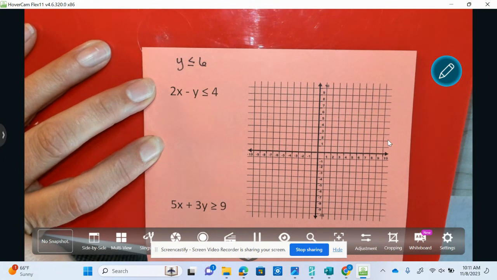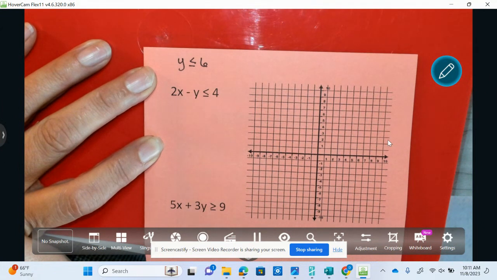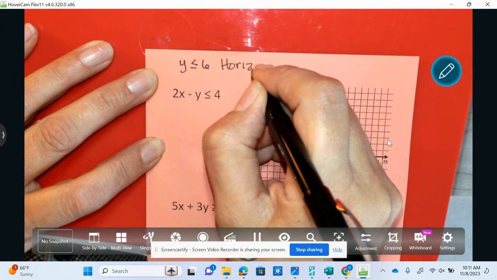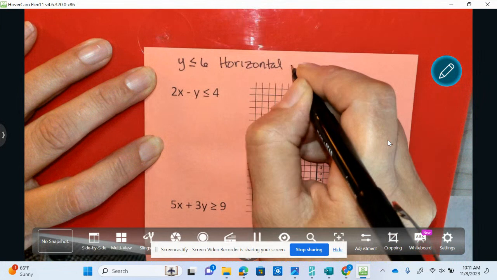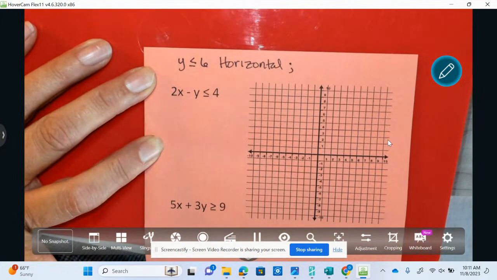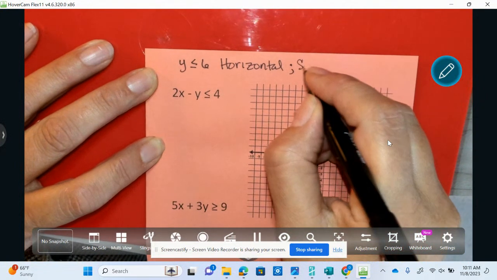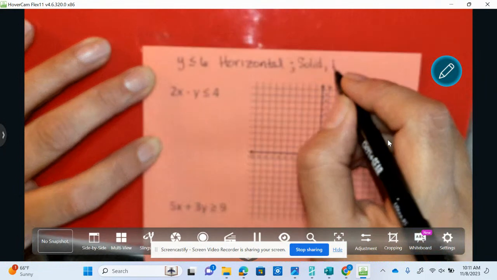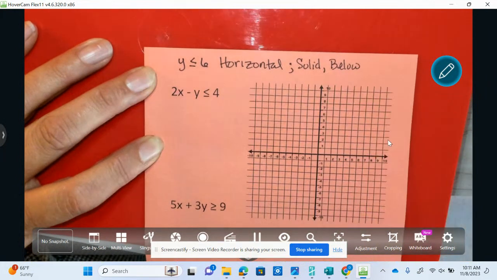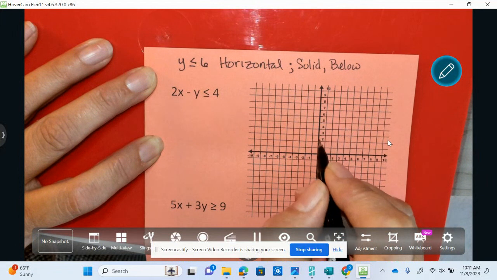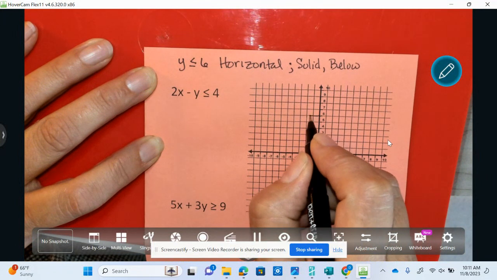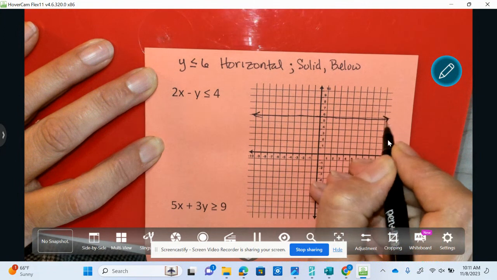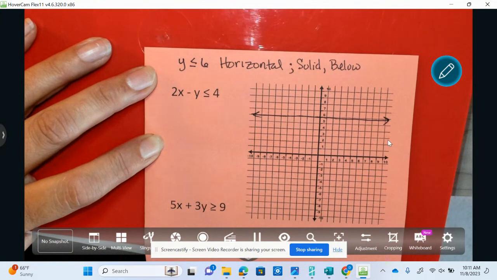So what can you tell me about that? It's horizontal. What else can you tell me? Is it going to be solid or dashed? Okay. I'm going to shade above or below. Below. So I'm going to go to where y is 6. 1, 2, 3, 4, 5, 6. And I'm going to just draw a horizontal line. And I'm going to shade below that.